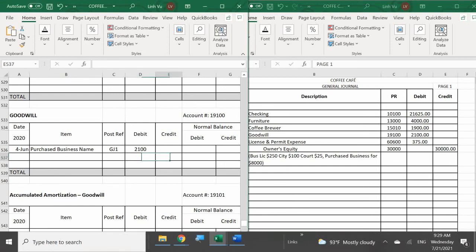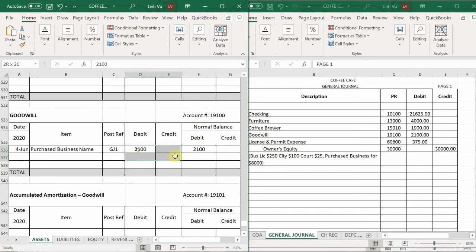Just like how I see it in my journal is going to be how I'm posting it into my ledger. Okay? And because I debited my account, therefore my balance is going to start off with a debit balance of $2,100.